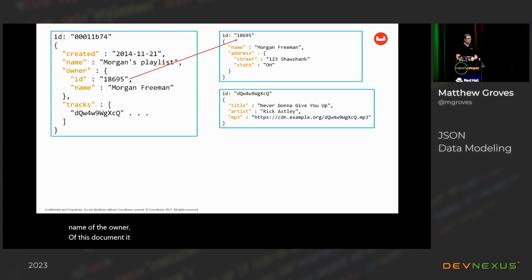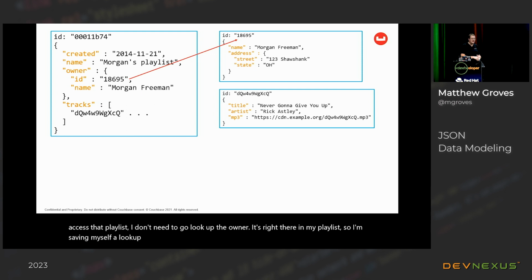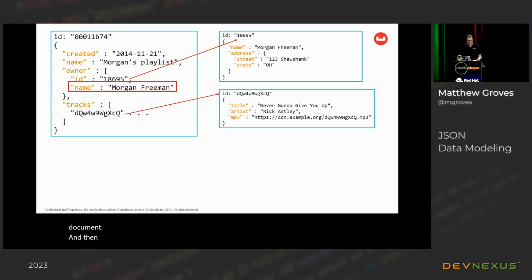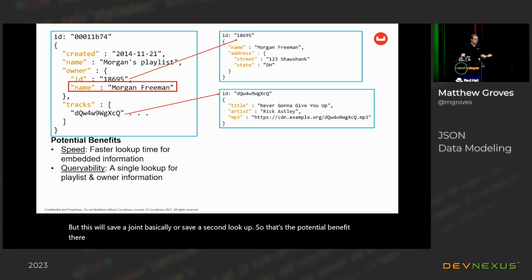It still refers to a separate document, where Morgan Freeman's name is, but I'm making a copy of that to my playlist so that if I access that playlist, I don't need to go look up the owner. It's right there in my playlist. So I'm saving myself a lookup. It's kind of a cache. I'm caching that data in my document. And then, so there's the name there, and then the track is still the same. No changes there. But this will save a join, basically, or save a second lookup. So that's the potential benefit there. Again, with speed, the name is already available, so I don't need to go and look that up again. Queryability means it might just be a single get instead of a more complex join in many situations.